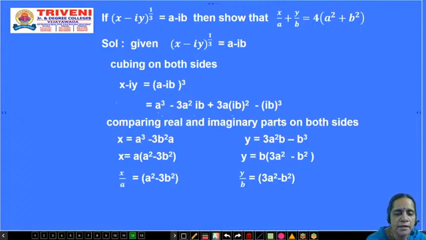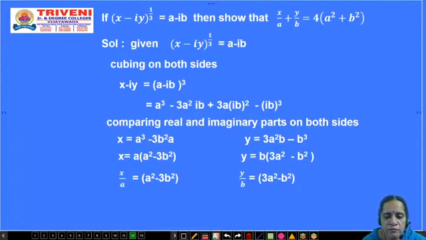Now compare the real and imaginary parts on both sides. The real part on the left hand side is x. What is the real part on the right hand side? a cube and minus 3b square a. And the imaginary part on the left hand side is y, and on the right hand side it is 3a square b and b cube. Then we can take the common factor a: a square minus 3b square. Here we take the common factor b: b into (3a square minus b square). The multiplier comes to the other side as division: x by a is equal to a square minus 3b square, y by b is equal to 3a square minus b square.